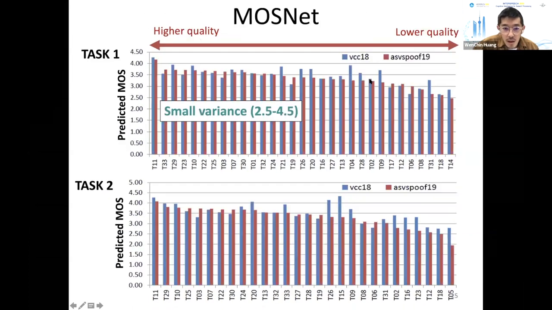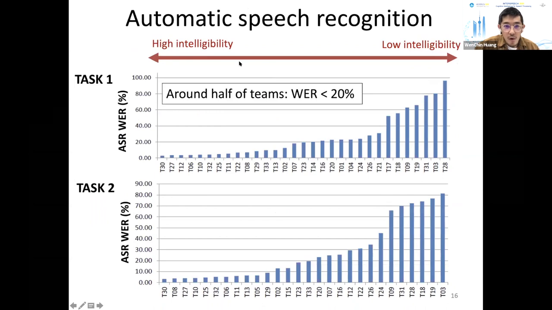So next, I will talk about the MOSNET predictions. Comparing to the true range of the MOS scores, which is from 1 to 5, we can see that the MOSNET predictions range from 2.5 to 4.5, which is a lot smaller than the true range. And this is the same for task 1 and 2. As for automatic speech recognition, we can see that around half of the teams have word error rate less than 20%, which means that most teams can maintain the linguistic consistency when they do conversion.